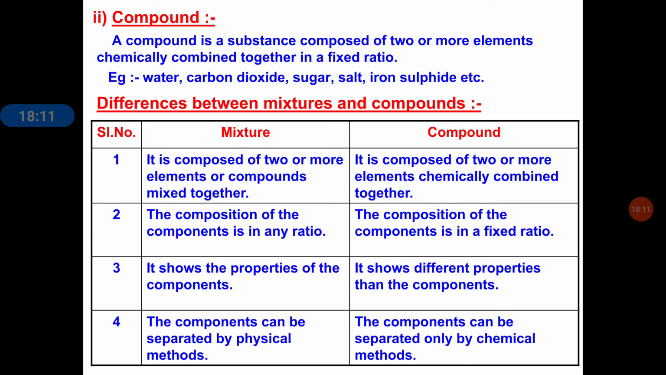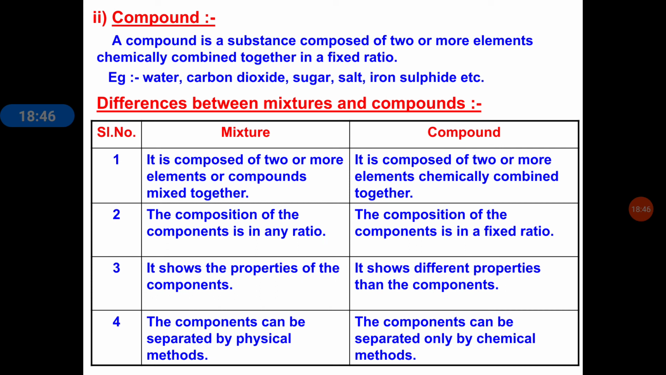Then the third difference: a mixture shows the properties of its components. That means the mixture shows the properties of the particular components from which it is made. But a compound shows different properties. It will never show the properties of its components. It shows different properties.